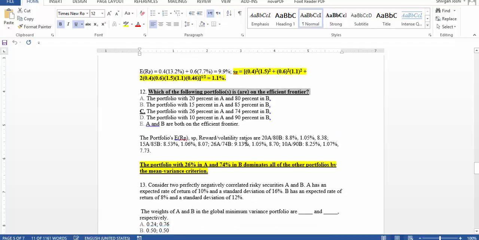I'm looking at two other questions. The next question is which of the portfolios is and are on the efficient frontier? And he has given us different percent in A and B. Now, this kind of a question, frankly speaking, cannot be done on a calculator, otherwise it will take a lot of time. I'll do it on Excel and show you what he's talking about.